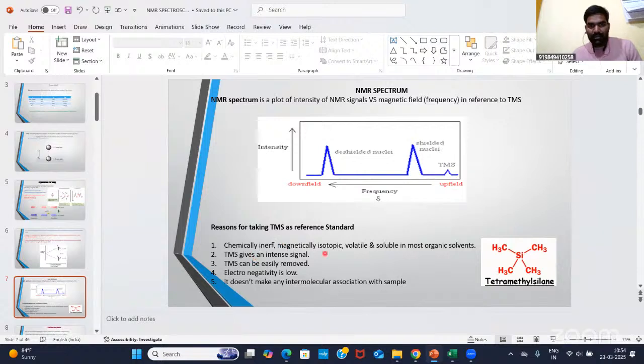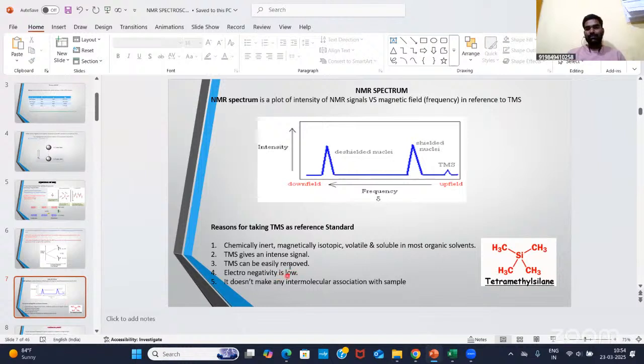You can see it is chemically inert. TMS, tetramethylsilane, is chemically inert, magnetically isotropic, volatile, and soluble in most organic solvents. TMS gives an intense signal. It can be easily removed because it is chemically inert.